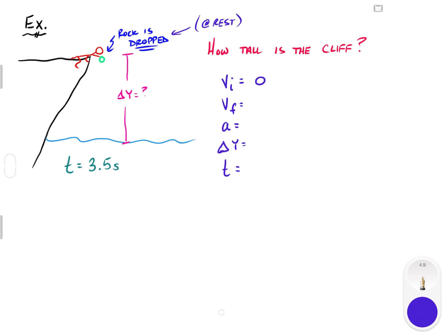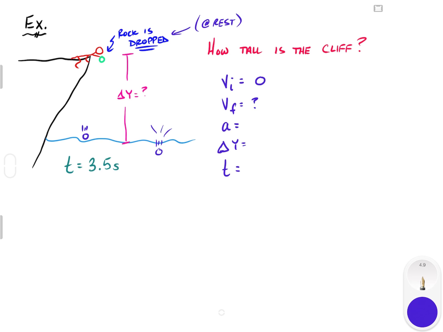Guys, we're talking about free-falling objects. The second it hits the water, it's no longer in free fall, and we can't analyze it as such. So the final velocity is actually unknown here. That would be the speed right before it hits the water. It's going to be moving pretty quick at that point. We don't know what that is. Well, the acceleration is actually known.